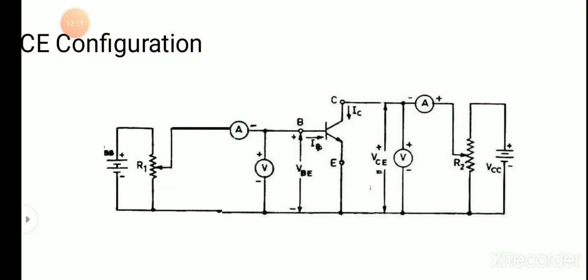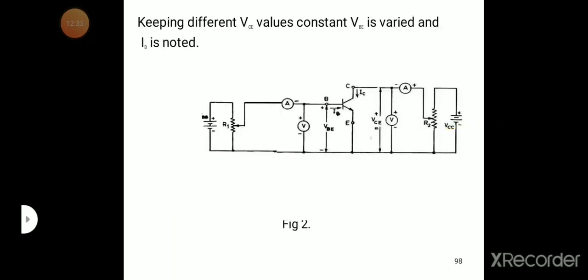Now we try to understand and analyze those characteristics. This is the laboratory setup for the common emitter configuration. In the laboratory, we do this as one experiment, the study of characteristics of the common emitter configuration. Once again, let us understand this theoretically: keeping different VCE values constant, VBE is varied and IB is noted.